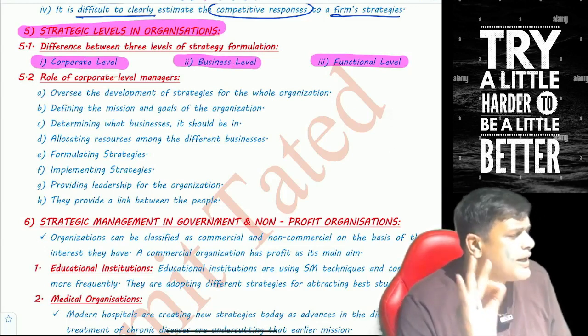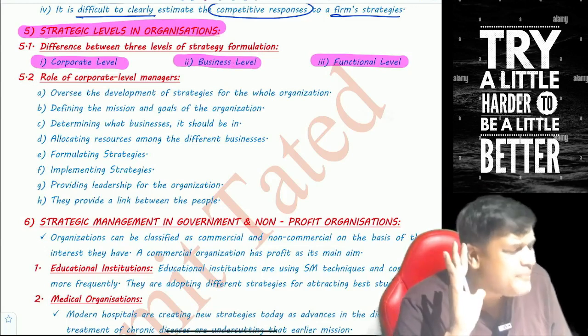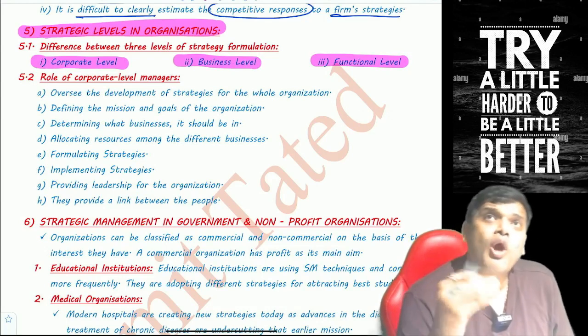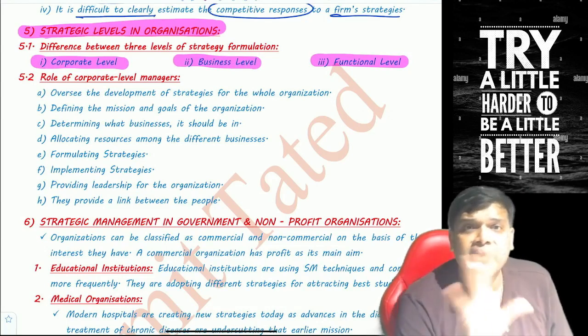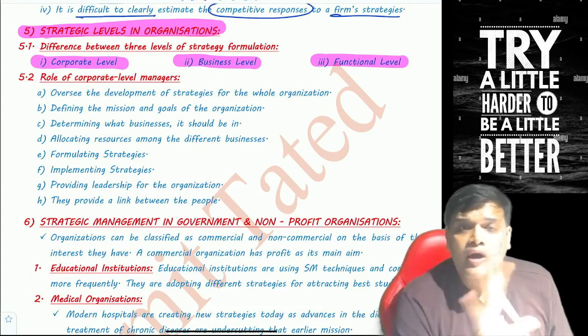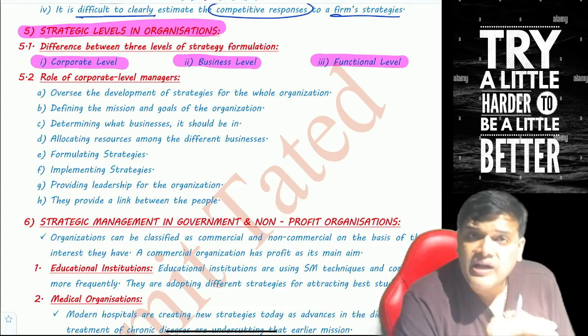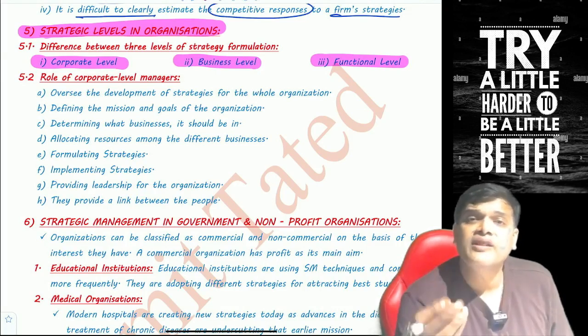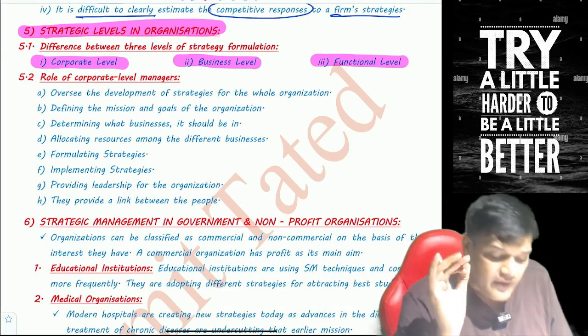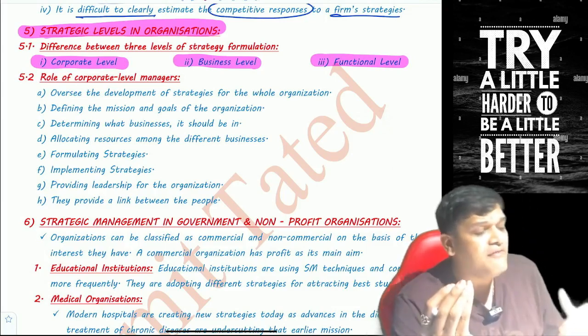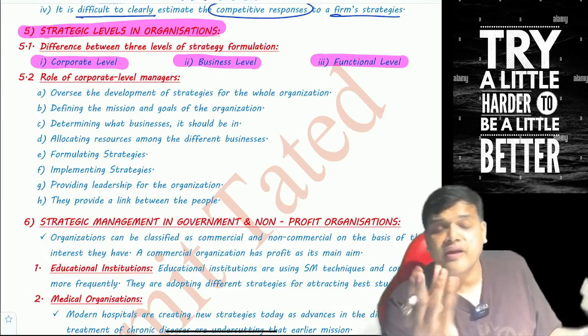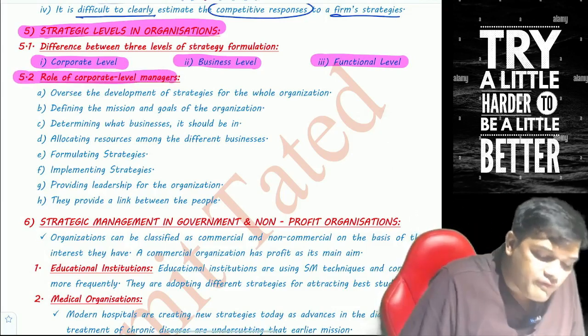Make sure you don't confuse this with your traditional management level. Traditional management level means top management, middle management, lower management. Don't get confused in this concept. This has nothing to do with top management, middle management, lower management. Corporate level, business level and functional level, these 3 concepts are different. Understand this very clearly, and then I will explain the role of the corporate level manager, because you need to understand this role very clearly.